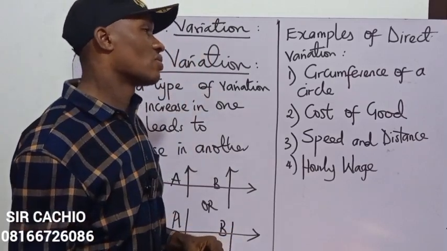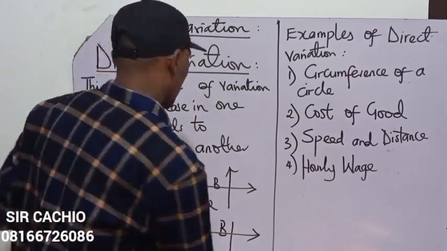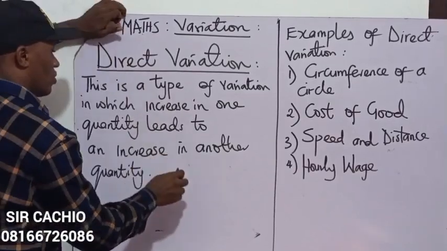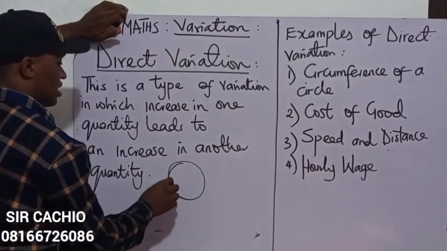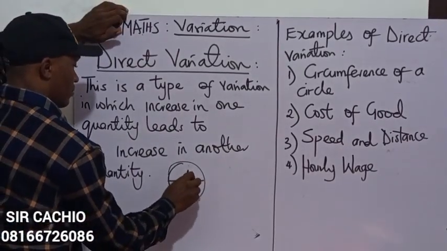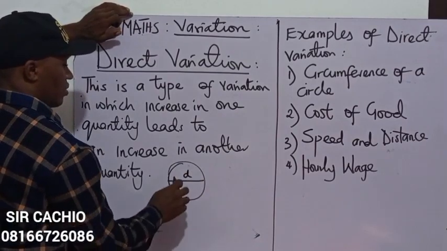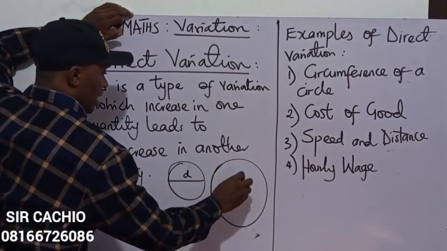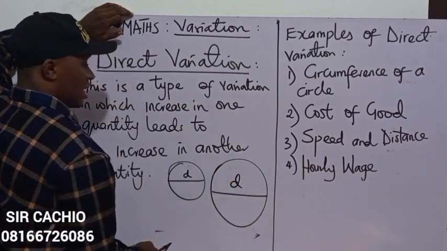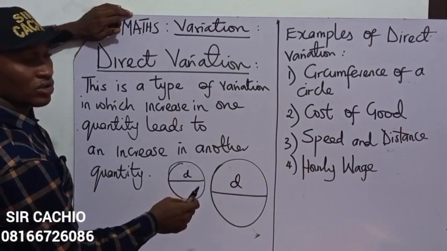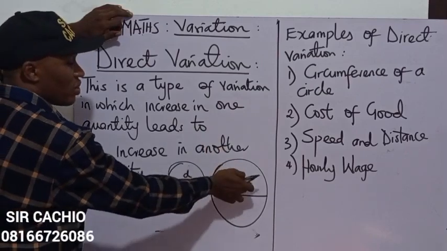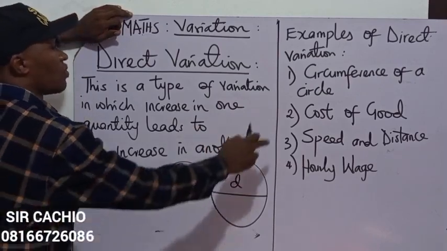The circumference of a circle. Let me give you an example. I have a circle with a diameter. Now, if the circle increases, obviously the diameter will have to what? Increase. That's why it is a direct variation. An increase in the circumference leads to a direct increase in the what? Diameter.